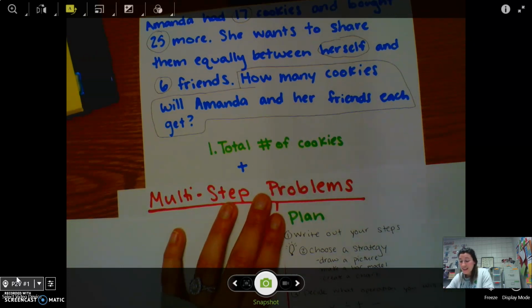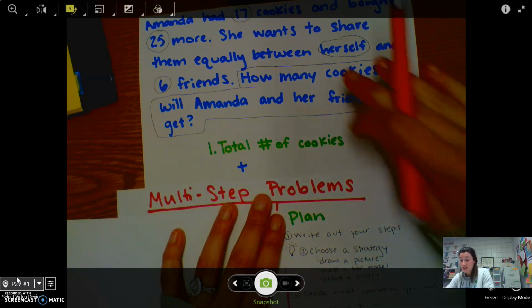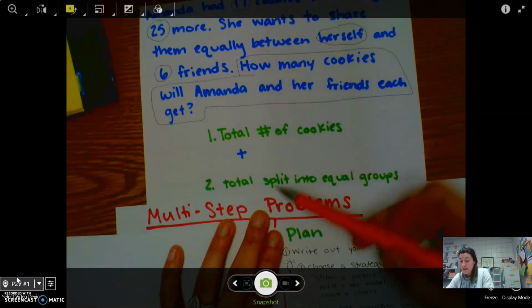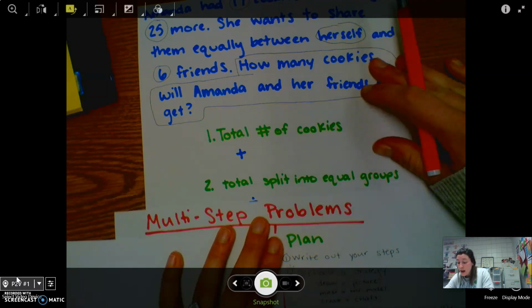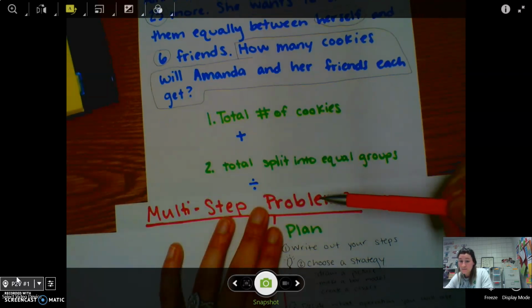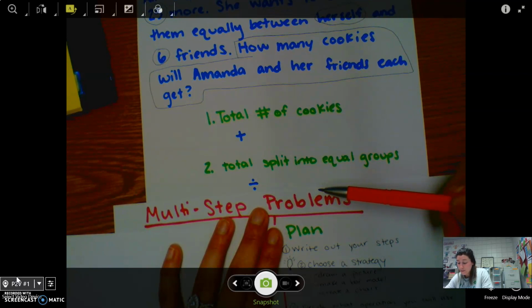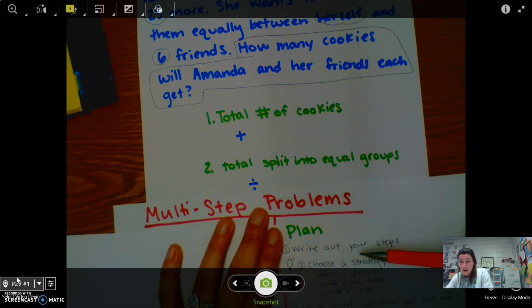Now, the second step I'm going to need to do is to figure out the total once she gives herself and her 6 friends cookies. So she's going to be splitting those cookies into equal groups. So I know if I have the total amount and I am giving them to different people, I'm going to be dividing. Okay? So now I already have my plan.